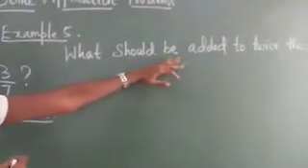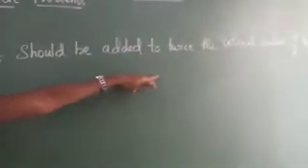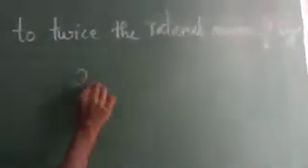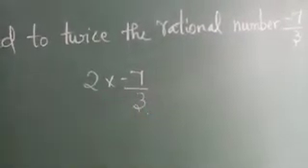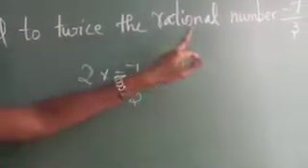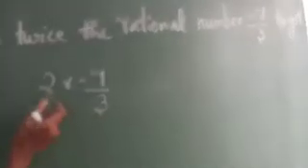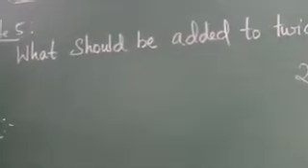So see, what should be added to twice the rational number? So here minus 7 by 3 is a rational number. Twice the rational number means what? Twice means 2 times. So 2 into minus 7 by 3, can we write? So here what is given is twice the rational number minus 7 by 3, so you can write minus 7 by 3 into 2. To get 3 by 7, so here 3 by 7 is the value.